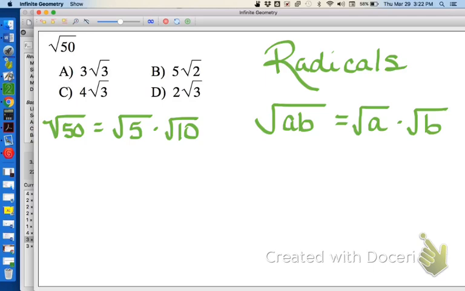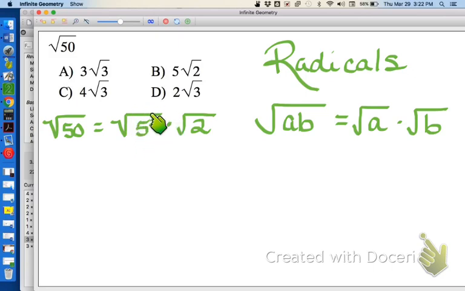And this is very strategic when you're thinking of factors. You want to try to think of numbers that are perfect squares. What I mean by perfect squares is a number times itself. So this 25 is the same as 5 squared.